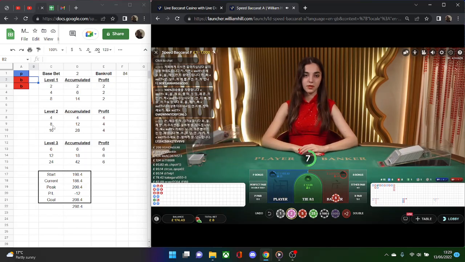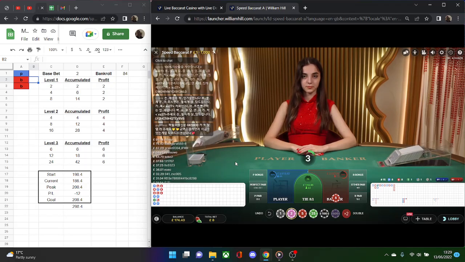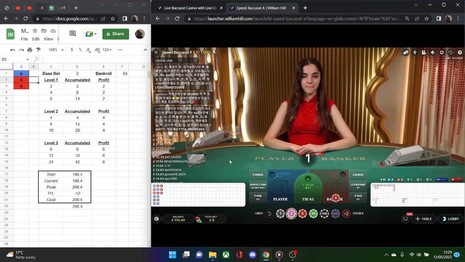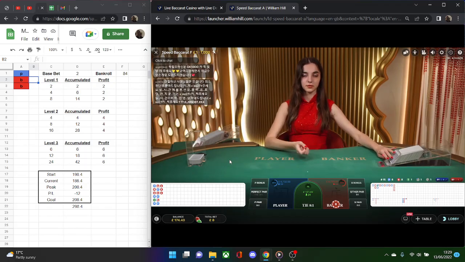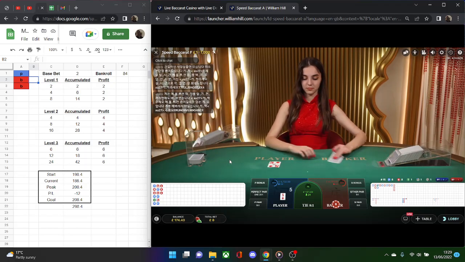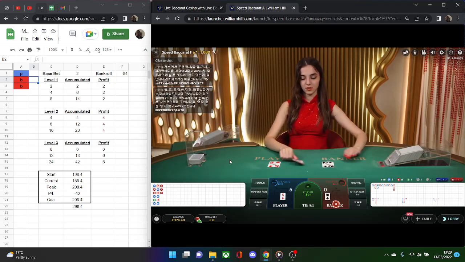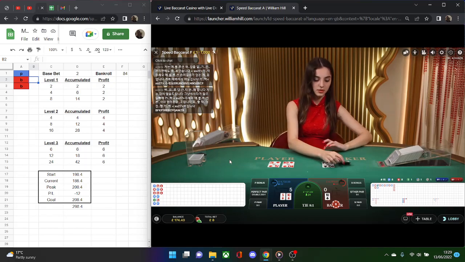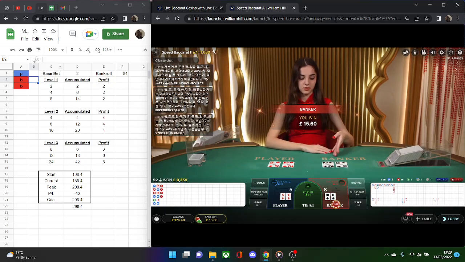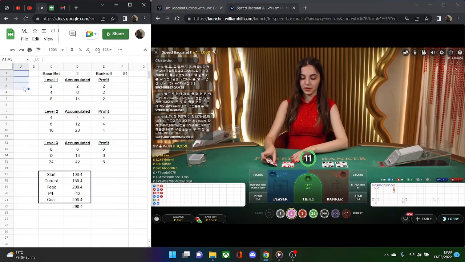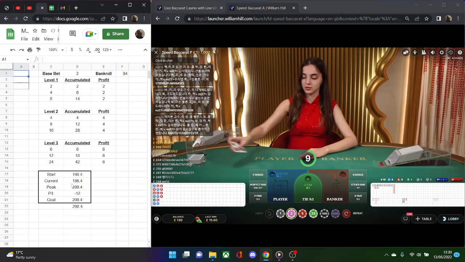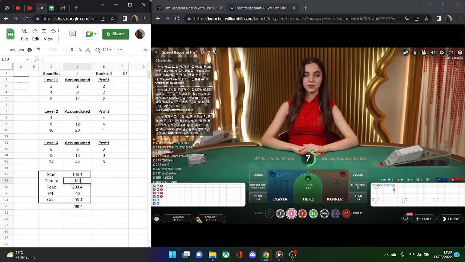So, banker's next. £8 on banker. Level 2, second bet. Need a decent card. We got one. Nice one. So let's clear those, record three more results, and our new current is 190.